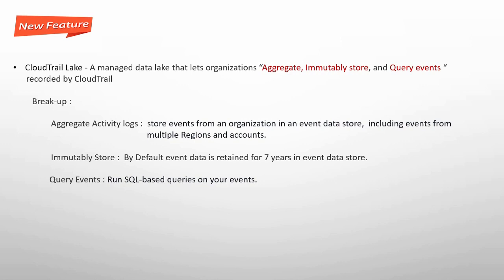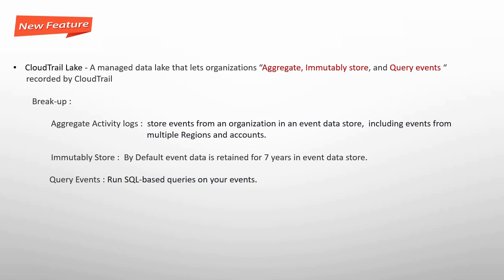So let's break these terms down for a better understanding. Aggregate activity logs, meaning you can store events from an organization in the event data store, including events from multiple regions and accounts. Immutably stored: by default, event data is retained for 7 years in the event data store. Query events: run SQL queries based on your events. Complex queries can be run to get the desired results.